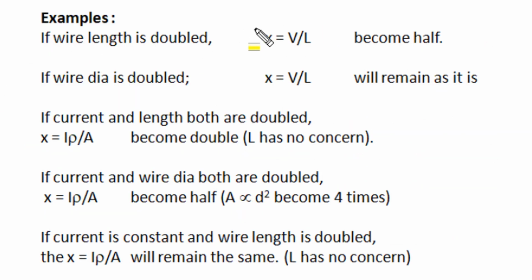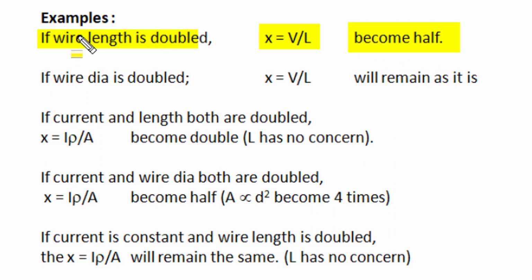In all these examples, we have to find out the change in potential gradient. In the first case, it is given that wire length is doubled. So nothing about current and voltage is specified. So we can presume that the voltage across L length of the potentiometer wire, that is AB, remains the same, and we can use potential gradient as voltage per unit length. And since voltage is the same and length is doubled, the potential gradient will become half.